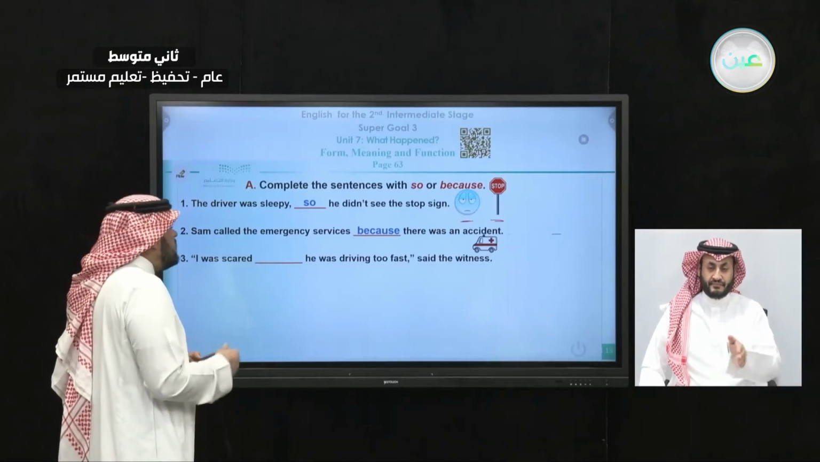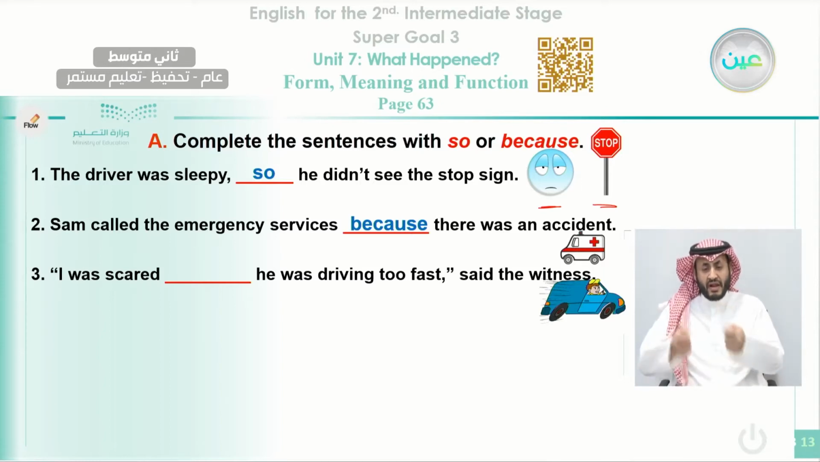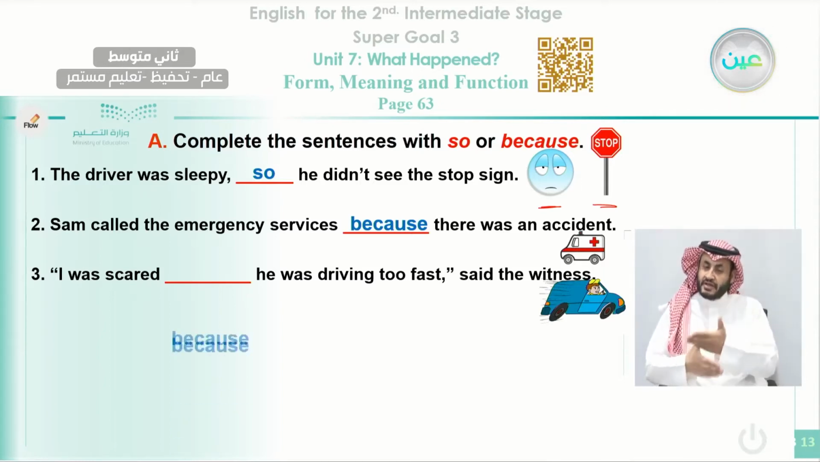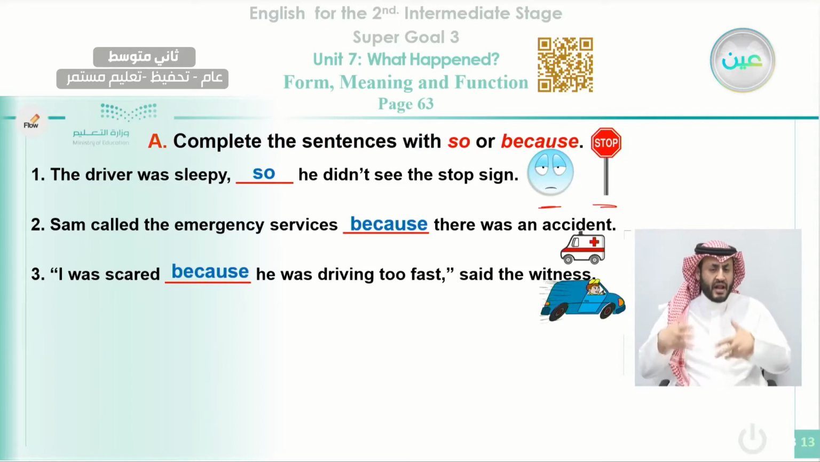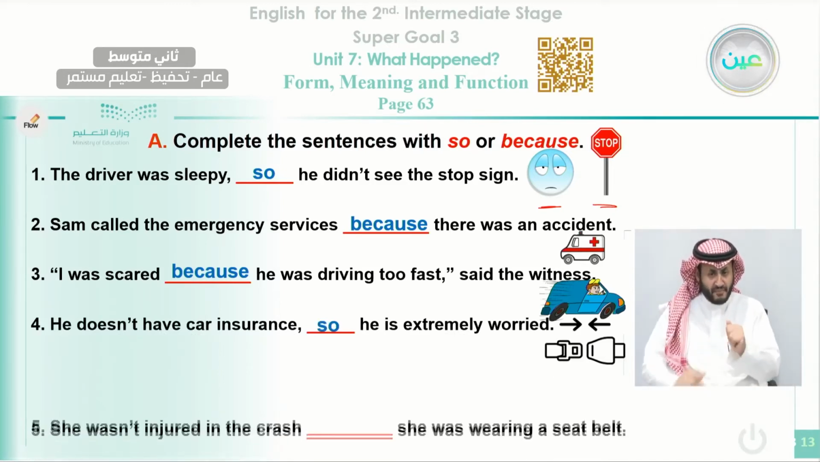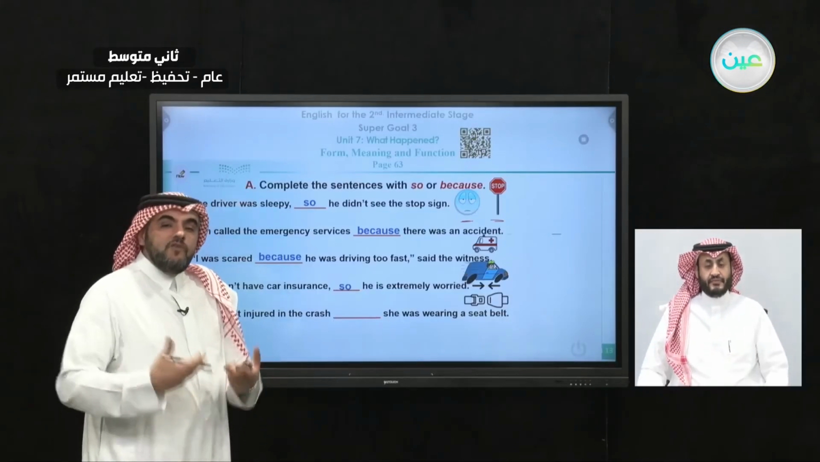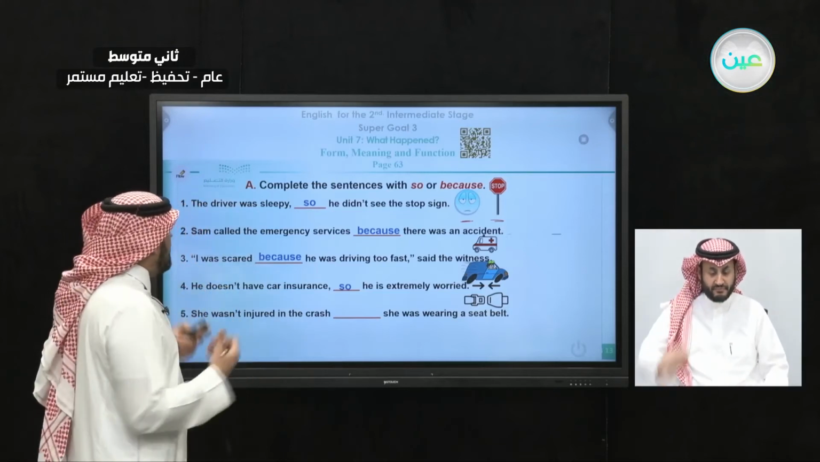And number 3, I was scared. He was driving too fast. Driving too fast, this is the reason why he was scared. So we use because. Let's read it again. I was scared because he was driving too fast. Number 4, he doesn't have car insurance. So he is extremely worried. Now he is worried. This is a result. A result of what? Of not having car insurance.